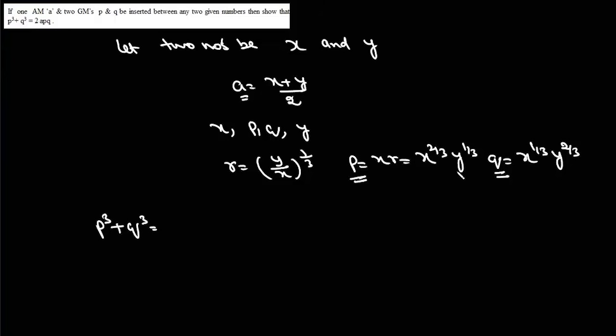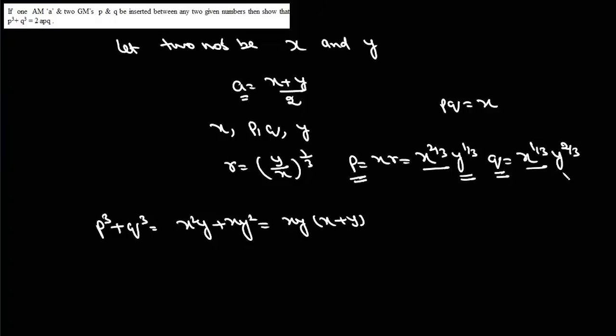Now if we take their cube, we can write this is X square Y and this is XY square. So we can take XY common and then it will be X plus Y. Now we multiply P and Q, it will be X to the power 2 by 3 into X to the power 1 by 3, which is simply X. In the same way, it is Y to the power 1 by 3 into Y to the power 2 by 3, which is Y.